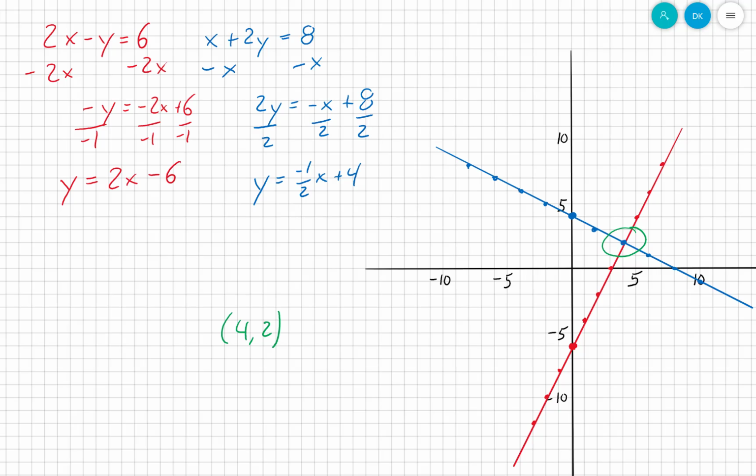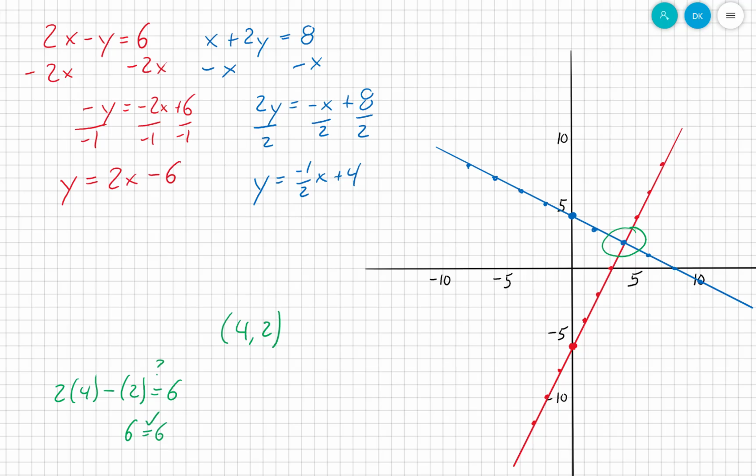I know that because to get there, if I start from the origin, I'm going to go 1, 2, 3, 4 to the right, and 1, 2 up. 4, 2. If we go back and plug that into each of the equations, if we consider, for instance, 2 times 4 minus 2, that should be equal to 6. And 2 times 4 is 8. 8 minus 2 is 6. 6 equals 6. That one checks.